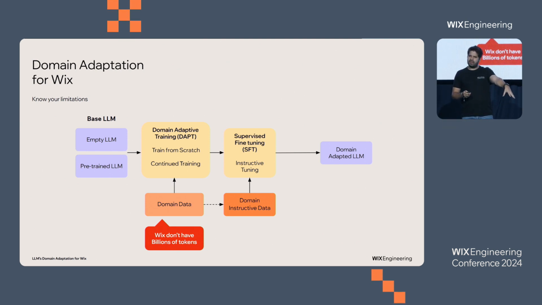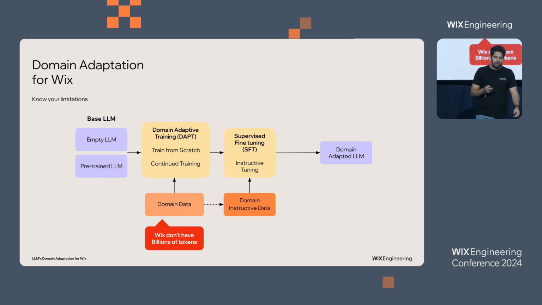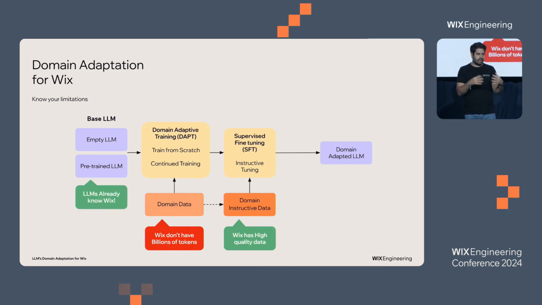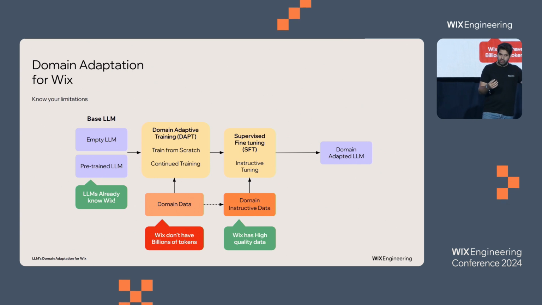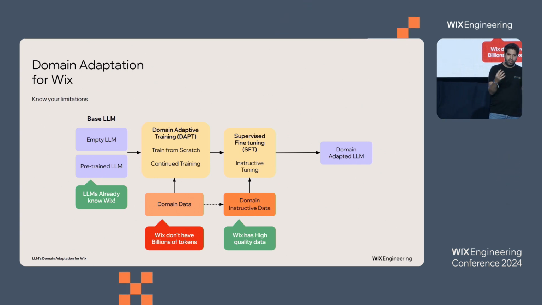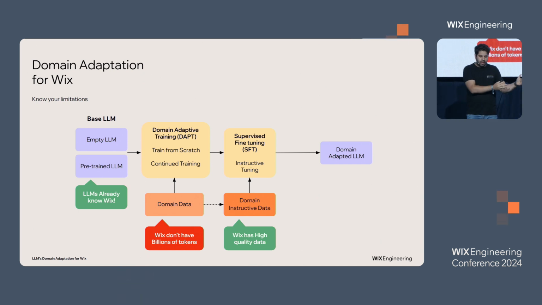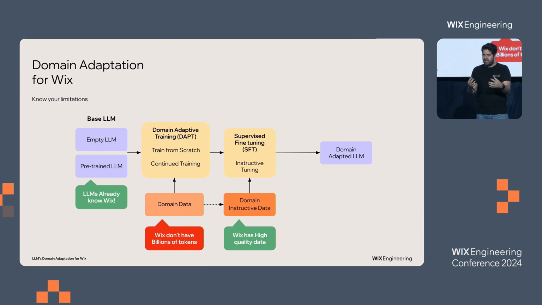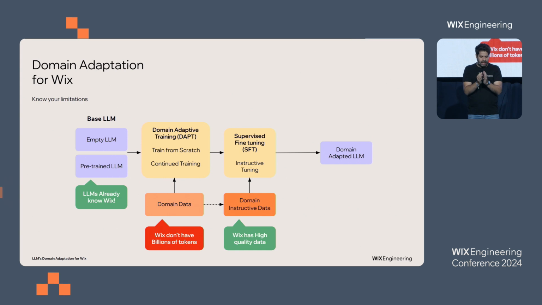But do we need to? Actually, if you look at LLMs, they already know a lot of things about Wix, about website building, about our features, as I showed you before. They know some, so we don't necessarily need to train them from scratch. They already know something. So that's one. The second thing is that we do have at Wix a lot of high-quality data that we can use to train the tasks, the multitask element. So we can actually focus on that.